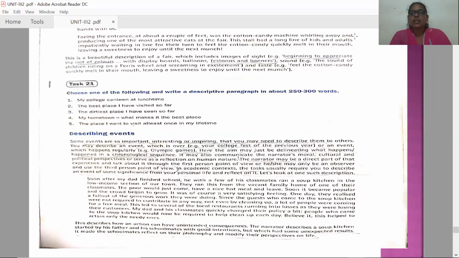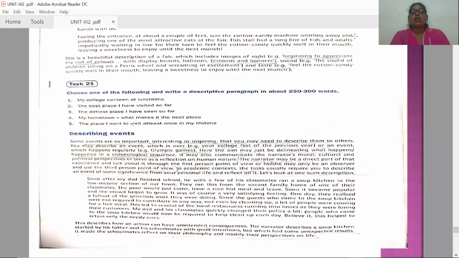It may also communicate the narrative's moral, cultural, and political perspectives, or serve as a reflection on human nature. So the narrator may be a direct part of that experience and talk about it through the first person point of view, or he or she may only be an observer and use the third person point of view. In an academic context, the task usually requires you to describe an event of some significance from your personal life and reflect on it. So describing an event is very, very important because sometimes you may be asked to speak about a very important event which you have witnessed.